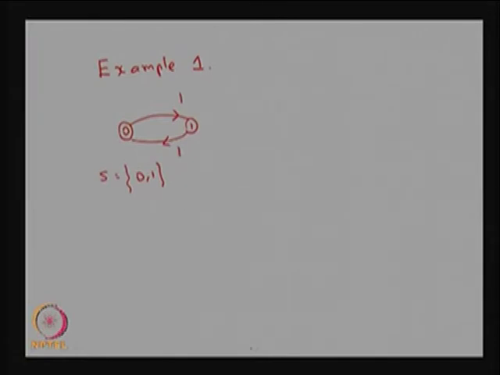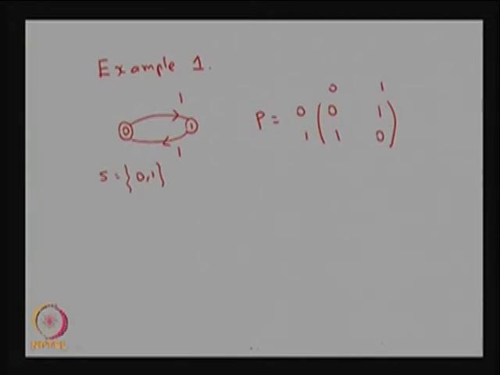So, the one step transition probability matrix can be obtained from the state transition diagram, both are one and the same. So, this is the one step transition probability matrix and this is the state transition diagram. So, 0 to 0, that probability is 0, 0 to 1, that probability is 1, 1 to 0, that probability is 1, and 1 to 1 is 0.